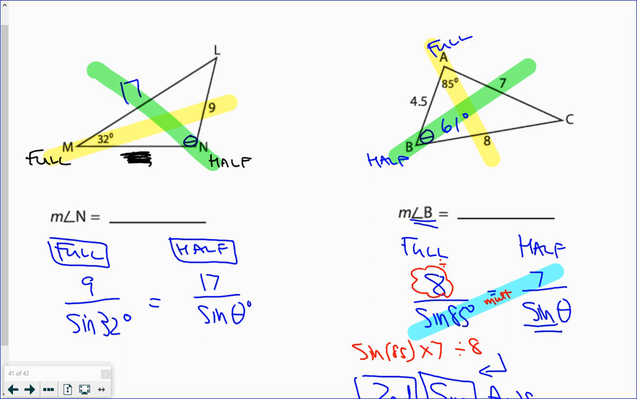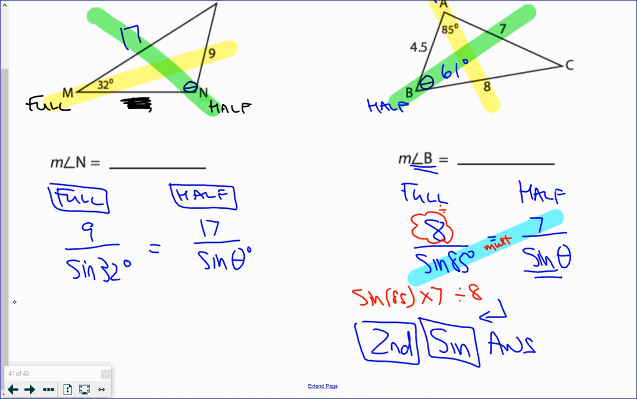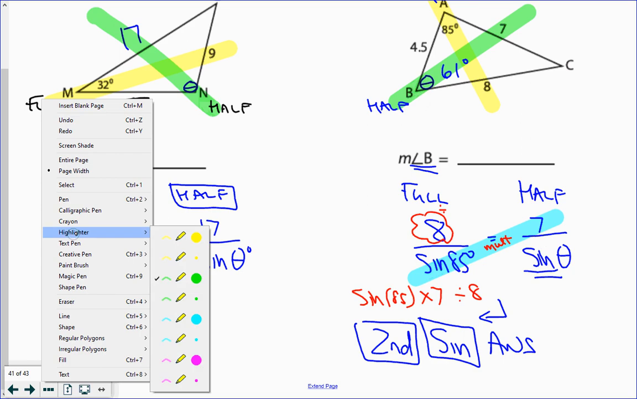No, you still use sine law because you'd have a full set and a half set, assuming I keep the 12 there. Okay, and then if you find 2 corners, how can you find the third? Just 180 minus, right? So it's just an extra step. Okay, but we'll deal with that later. That's a grade 11 problem. That's a future us problem.